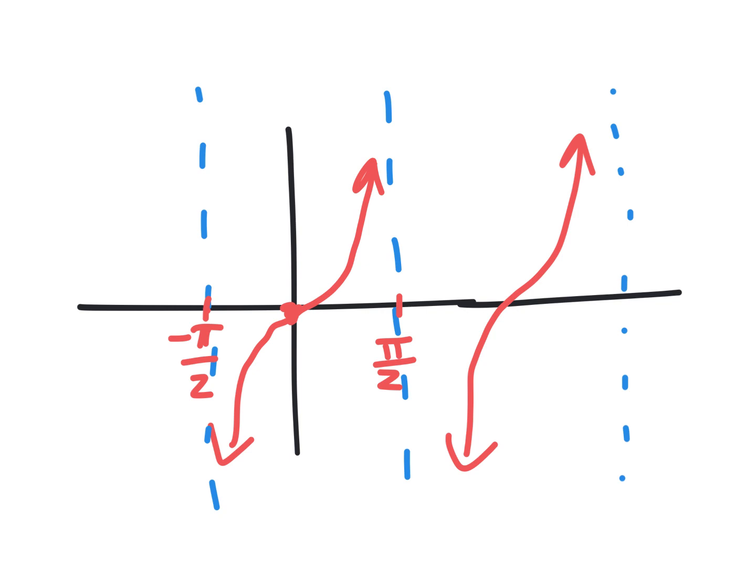The other ones, up until today, every single thing had a period of 2 pi. But this has a period of pi. Let me show you why. It goes half of a pi in this direction and half of a pi in that direction. That's a total of 1 pi. So its period is 1 pi.